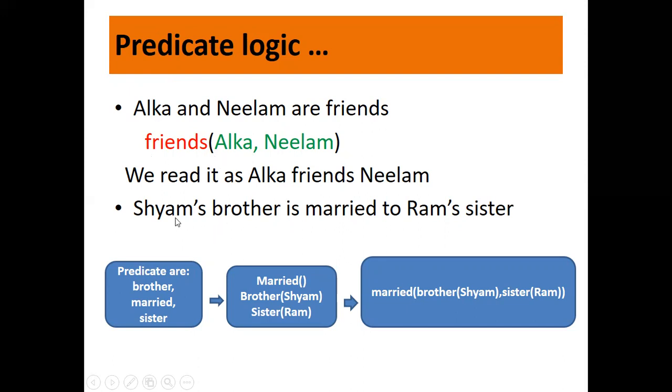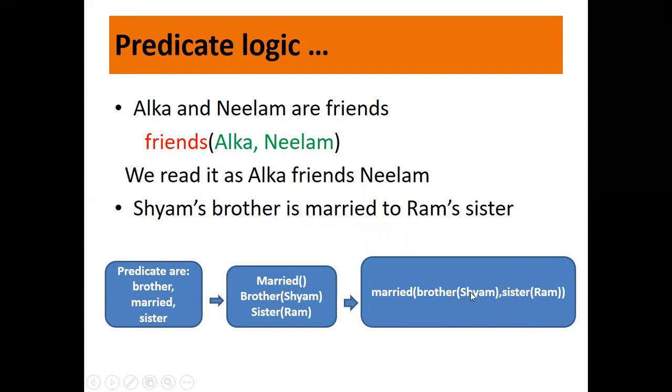Another simple example, Shyam's brother is married to Ram's sister. Now, if you look at it carefully, what are the predicates here, where the relationship is brother, married, and sister. Whereas Shyam and Ram are the pronouns or the objects. So let us write down the predicates first. Predicate is what? The relationship, that is brother, married, and sister. So married is our overall relationship. Shyam's brother and Ram's sister. So when you write the final predicate logic statement, it will be like married(brother(Shyam), sister(Ram)).